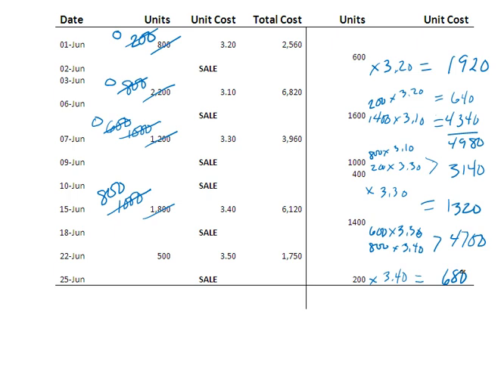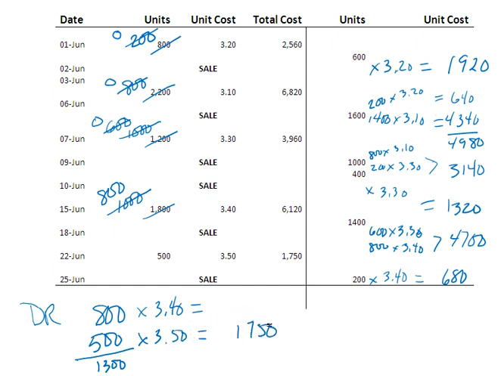Okay, so we've now done the calculations, and remember, what we're trying to find out is the value of the ending inventory and the value of the cost of goods sold. Well, the ending inventory is going to be my debit side of my account. So how many units in ending inventory do I have? Well, I have 0 plus 0 plus 0 plus 800 plus 500. And so I have 1,300 units. What is the value of those 1,300 units? Well, it's 800 times 340, and 500 times 350. Let's see, 800 times 340, 2720. I add that together, I get the value of ending inventory as 4470.